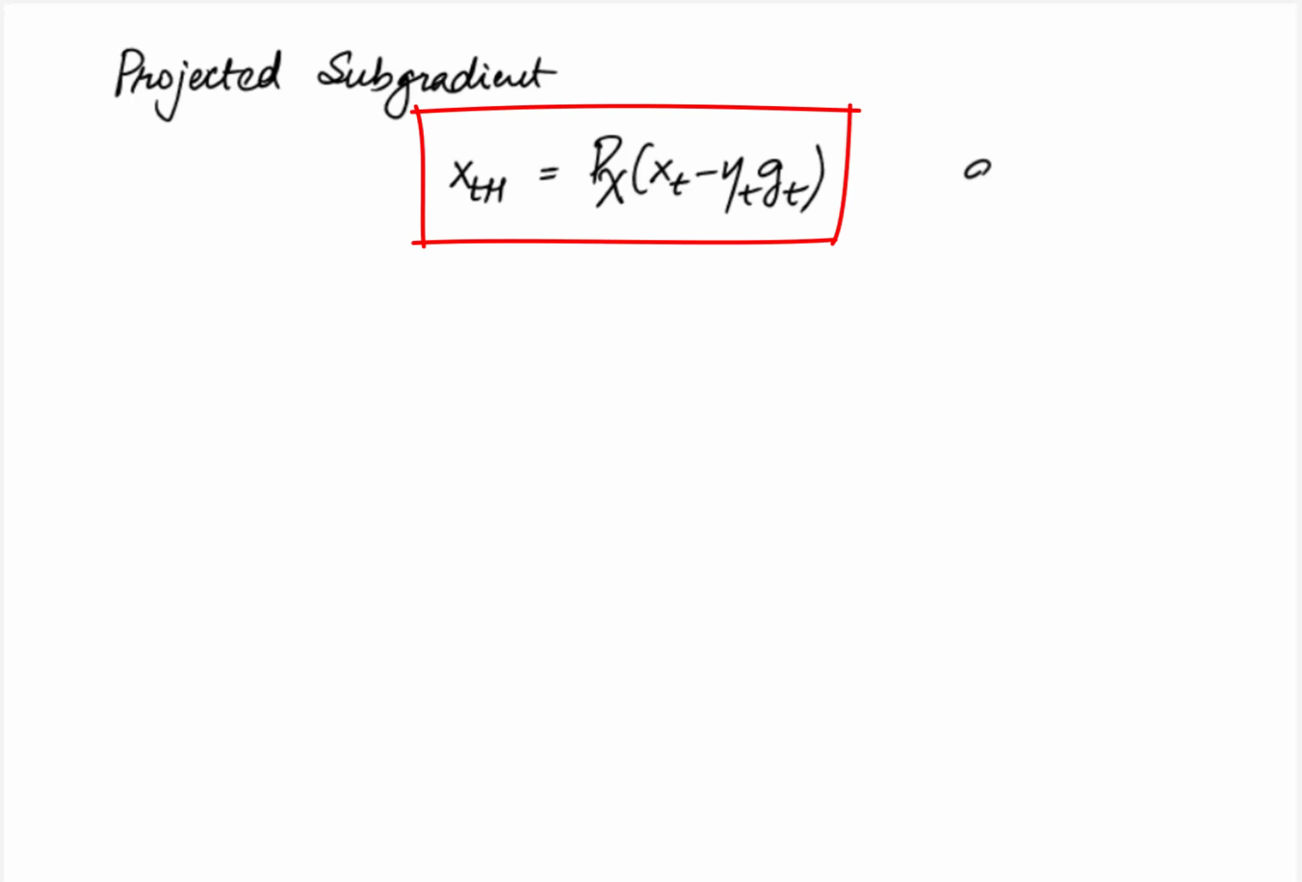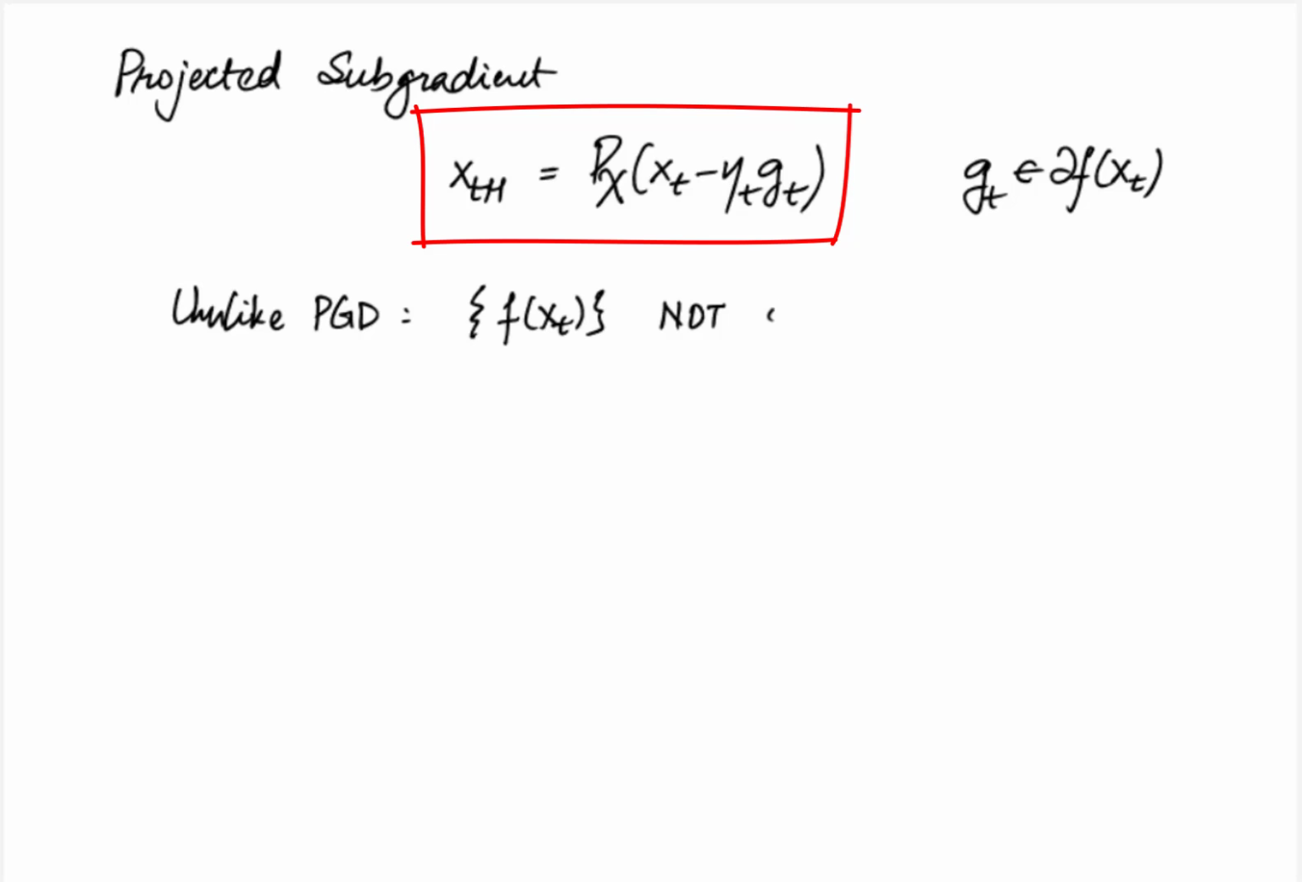The projected subgradient method entails carrying out the updates x t plus 1 equal to P X of x t minus eta t g t, where g t is a subgradient of f at x t. Unlike the projected gradient descent, we will not be able to establish the non-increasing function value property. So we will not be able to use the optimality gap as a metric. Instead, we will use the best value achieved so far, that is f best of t equal to min over tau from 1 to t, f of x tau.